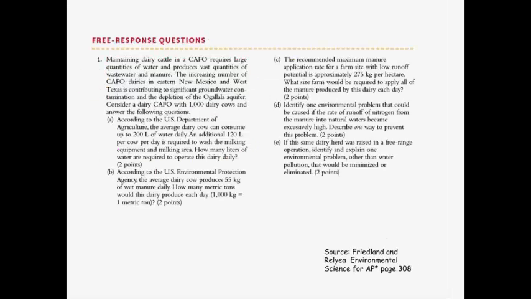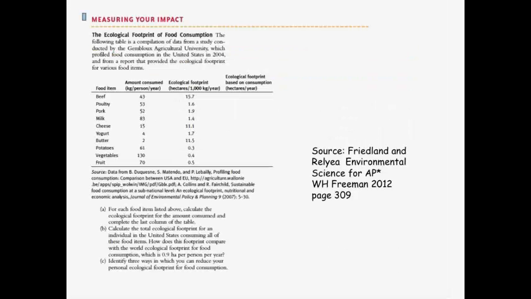We also have free response questions, so I mined our book and found on page 308 that we had a free response question asking about concentrated feedlot operations, and we were able to give some data and ask some questions and have students do a series of calculations that might be similar to a free response question on an AP exam. And we also have something that's close to figuring out the carbon footprint of food consumption.